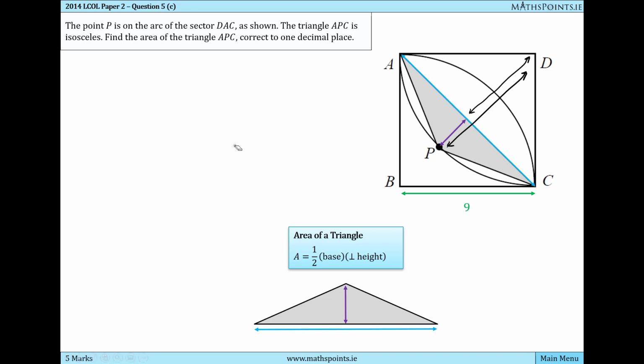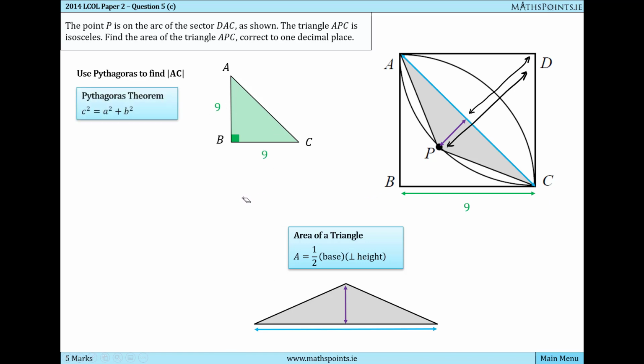So how do you find the diagonal of the square? Well, we can see that ABC forms a right angle triangle. We're looking for the diagonal of the square, which is A to C. And we know that A to B and B to C are both measurements of 9. Pythagoras Theorem, which is in our table, says that the hypotenuse squared will be equal to the sum of the squares of the other 2 sides.